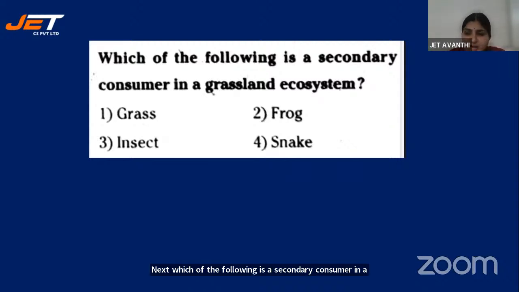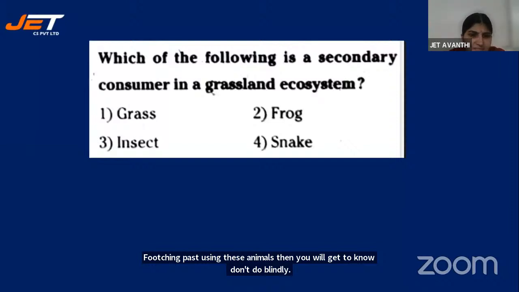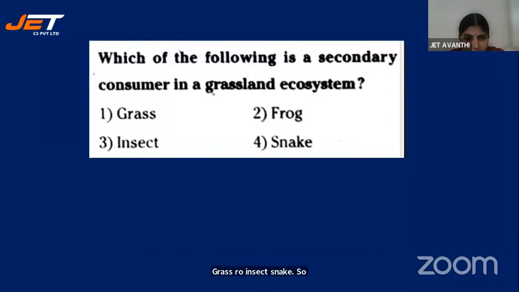So here, when this type of question comes, children, you write down the food chain on a rough paper. You will be given a rough column. You just write down the food chain first using these animals. Then you will get to know. Don't do it blindly. Grass, frog, insect, snake. So secondary consumer is, yes, Hanish has given the correct answer.